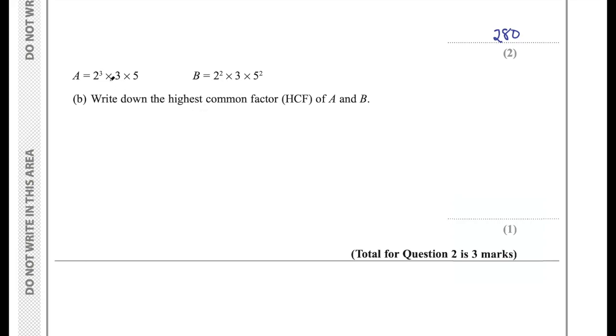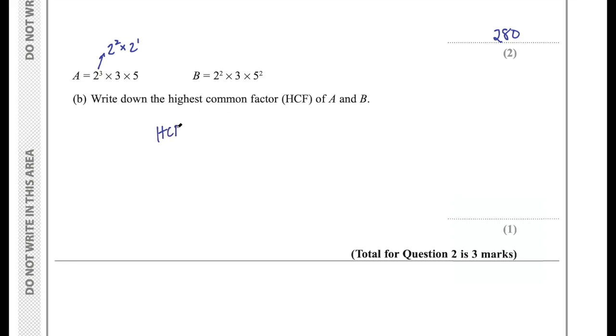For the highest common factor, we take the prime factors that are common to both numbers, with the same power. So we have a 2 squared in B and a 2 cubed in A. That means there's a 2 squared in both numbers, right? There's a 2 squared hidden in this 2 cubed. 2 cubed you could also write as 2 squared multiplied by 2 to the power 1. So there's a 2 squared in A, so we take that as belonging in the highest common factor.